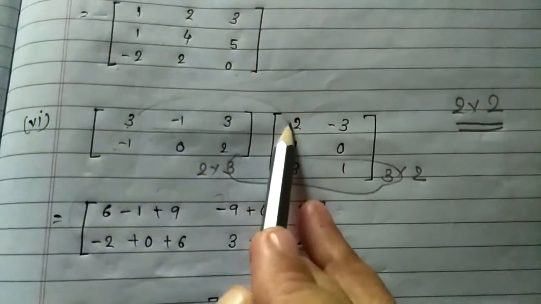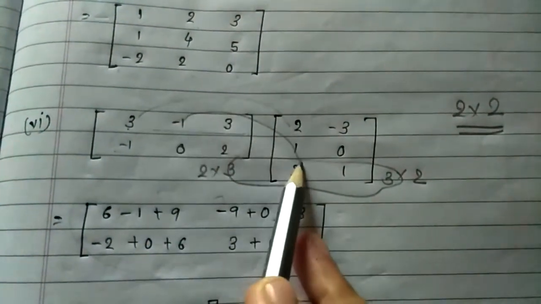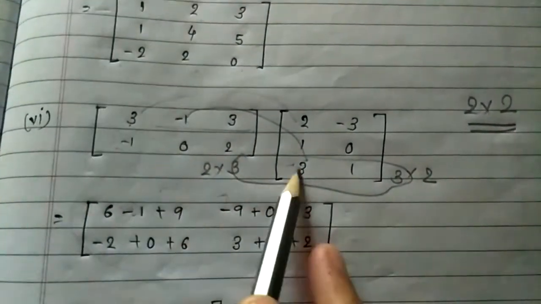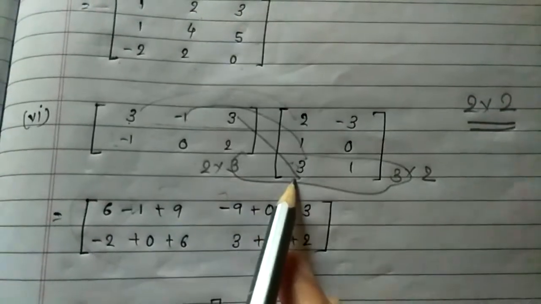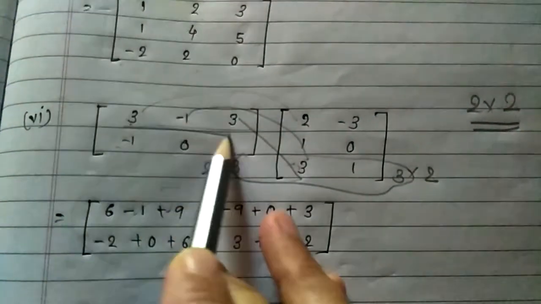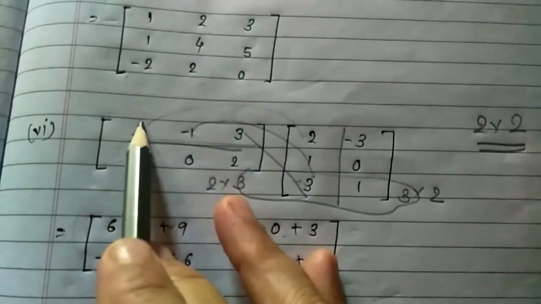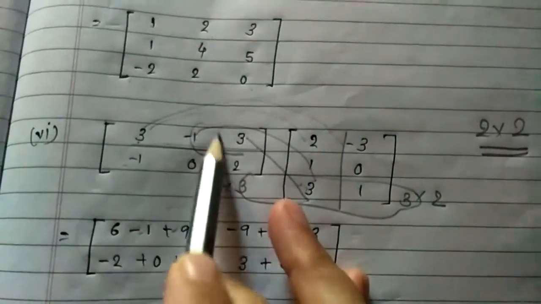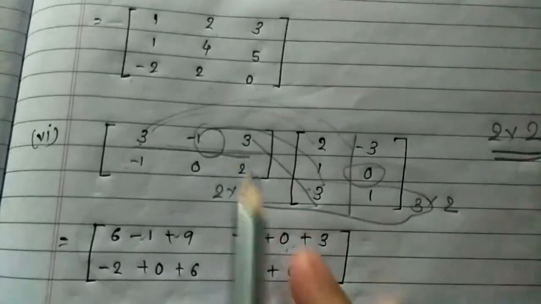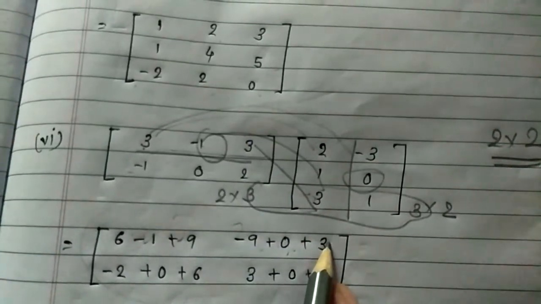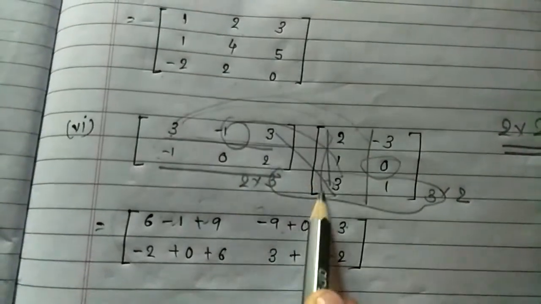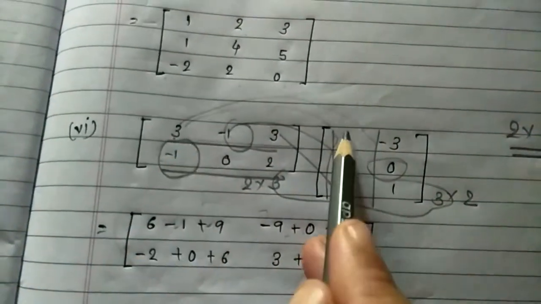So 3 2s are 6. Plus 1 1s are 1. Sorry, minus 1 into 1. So minus 1 plus 3 1s are 3, 3 3s are 9. Now first row and the second column. So you are getting 3 into minus 3, minus 9, plus minus 1 into 0 that is 0, plus 3 into 1 that is 3. Now second row and the first column. So you are getting minus 1 into 2.